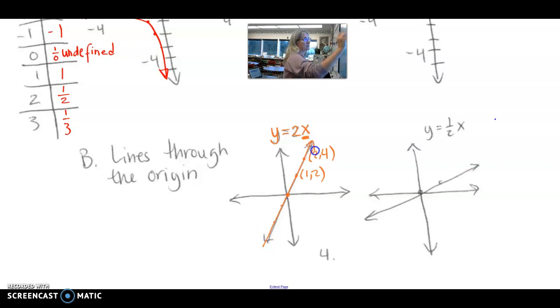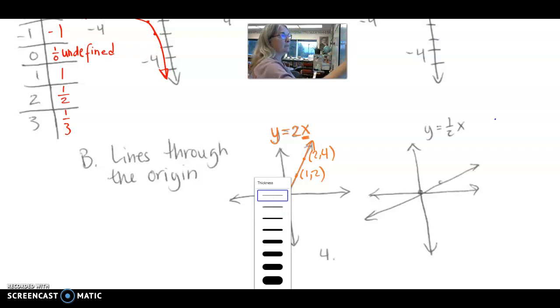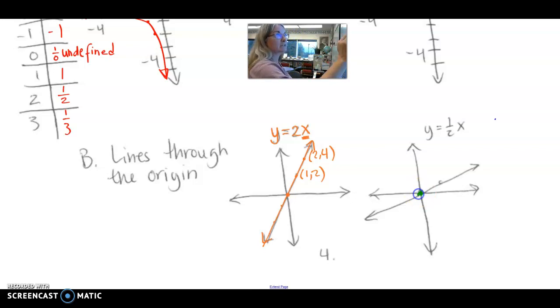So that 2 changes the slope of the graph. And likewise, if I put in a 1/2, it's still going to go through 0, 0, because half of 0 is 0. But when I move over 1, instead of going up 1, I'm only going up a half. And when I go over 2, instead of going up to 2, I'm going up just to 1. So I have this point 1, 1/2, and 2, 1.